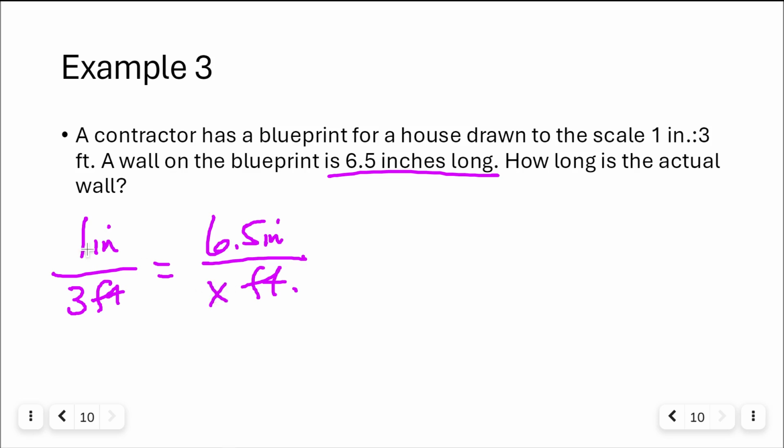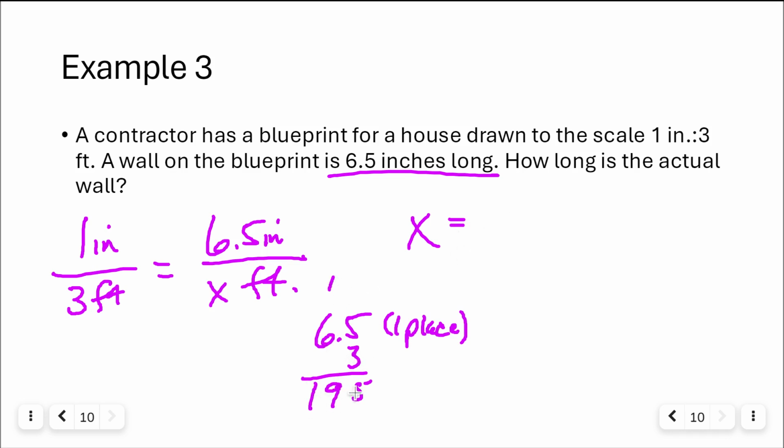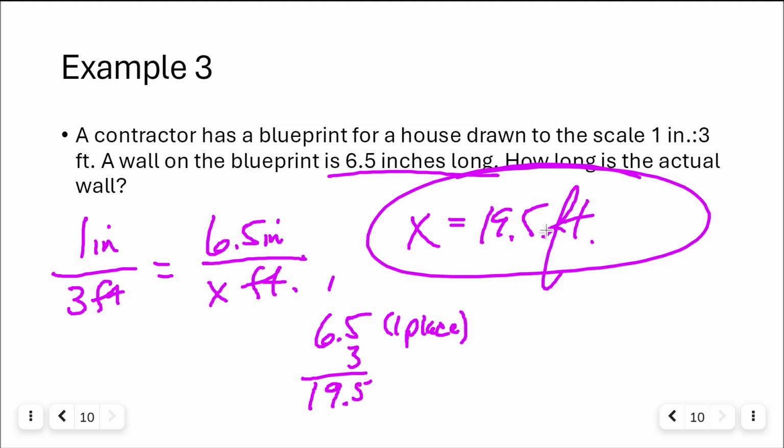I'm going to cross multiply. 1 times x is x, and then 3 times 6.5. I owe 1 place to the decimal. 5 times 3 is 15, 1 to carry. 6 times 3 is 18, 1 more makes 19. And I owe 1 decimal place. 19.5 feet. There's my answer. Okay, make sure you have a unit with it as well. That's important. Okay, so that's how we can do similar figures. Use those to work with our ratios and proportions. And that's it.